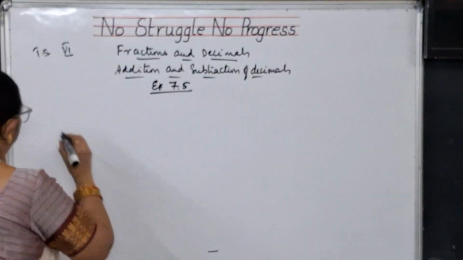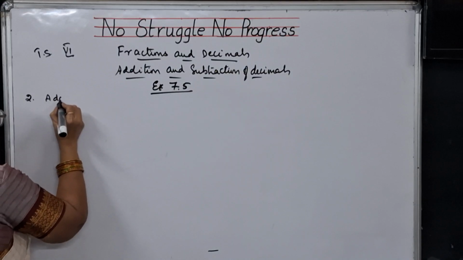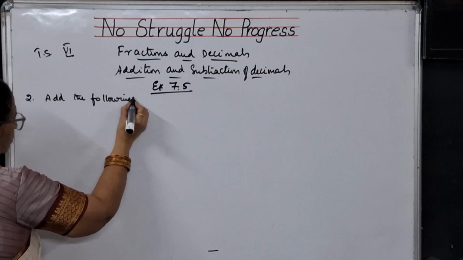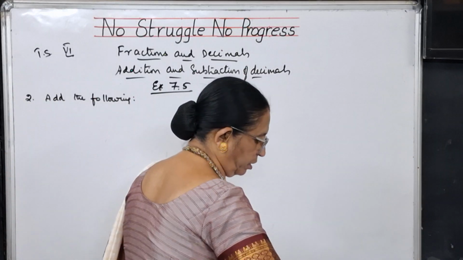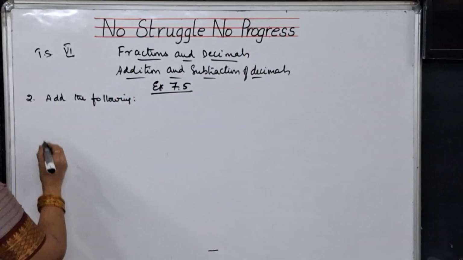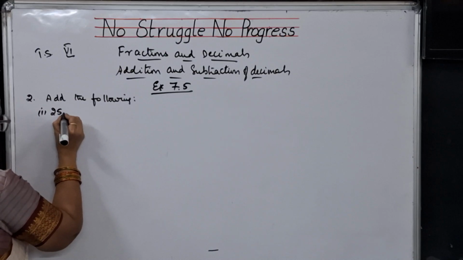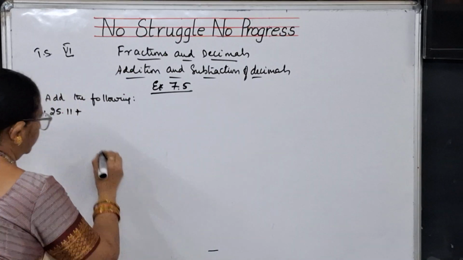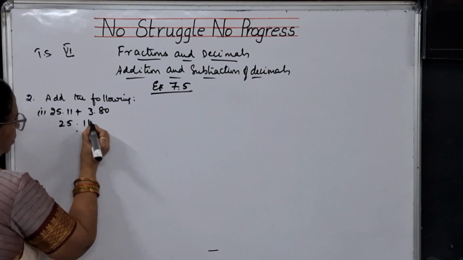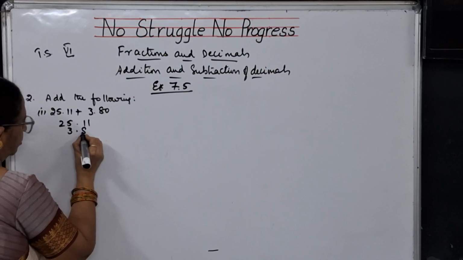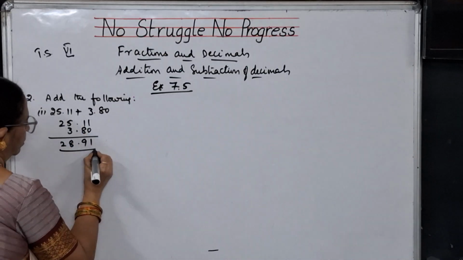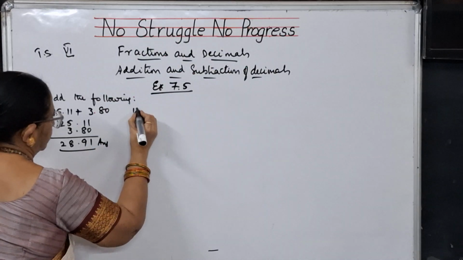Add the following decimal fractions. So the first one is 25.11 plus 3.80. So 25.11, decimal, integral part 3, decimal part 80. So when you are adding, 29.91, this is the answer for the first bit.